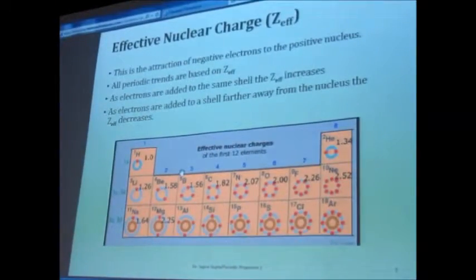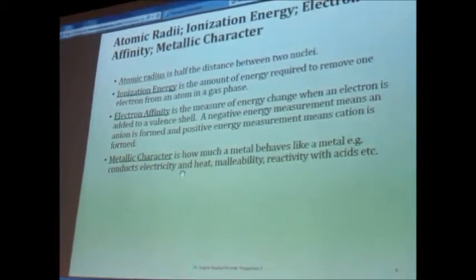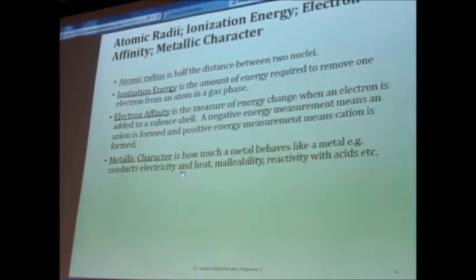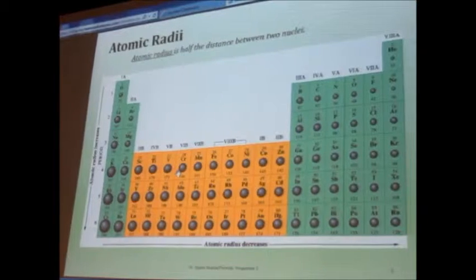So have your periodic tables in front of you if you could, because you can write on it and just write your trends. I have some nice ones on the PowerPoint, but as you know, I like it if you write it on your own. So here are the 4 trends we'll talk about. The metallic character is a little bit different. Here is the atomic radii.